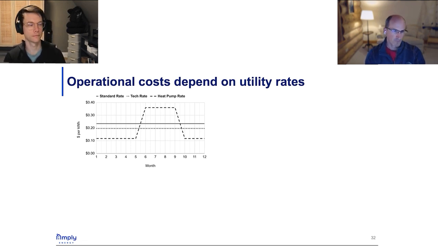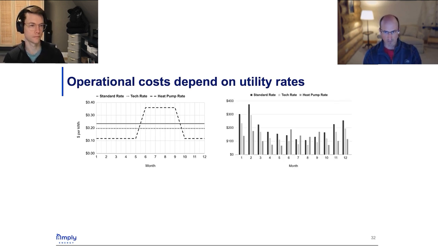Where I live, we've got a standard electricity rate that's around 23 cents a kilowatt hour, but there's a heat pump rate that in the heating season, so October through May, drops in half. It's around 11 cents. But in the summertime, it jumps up to about 35 cents a kilowatt hour. But because I'm in a heating dominated climate, that actually works out great from an operational cost perspective.